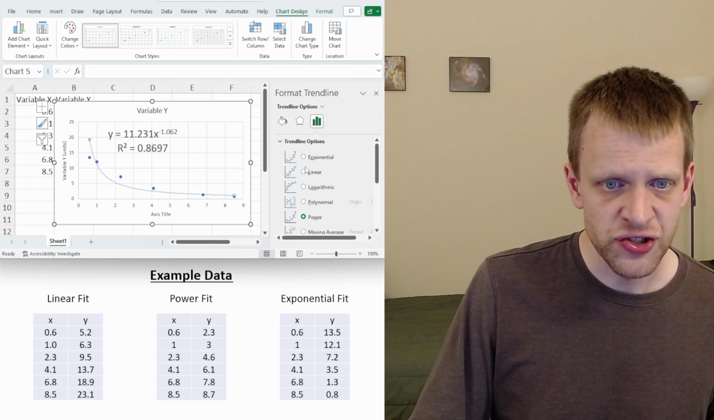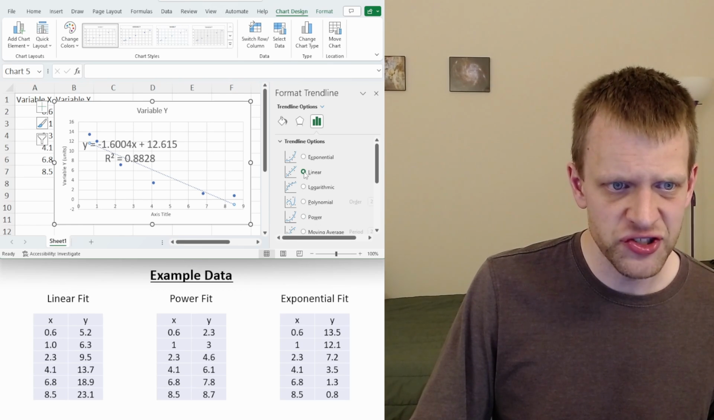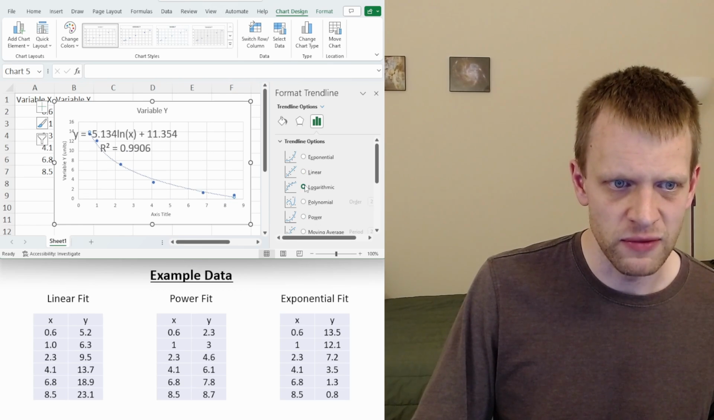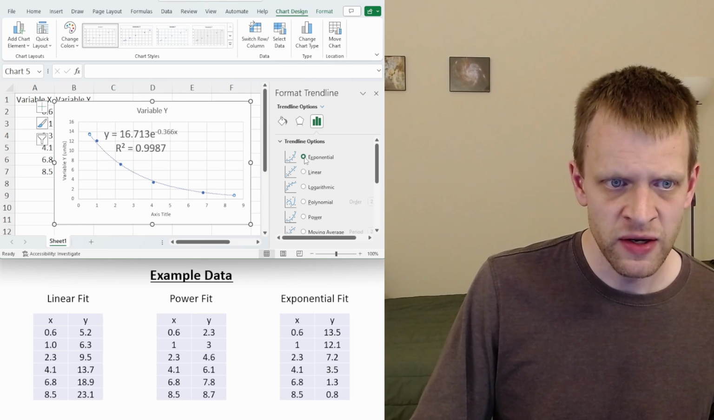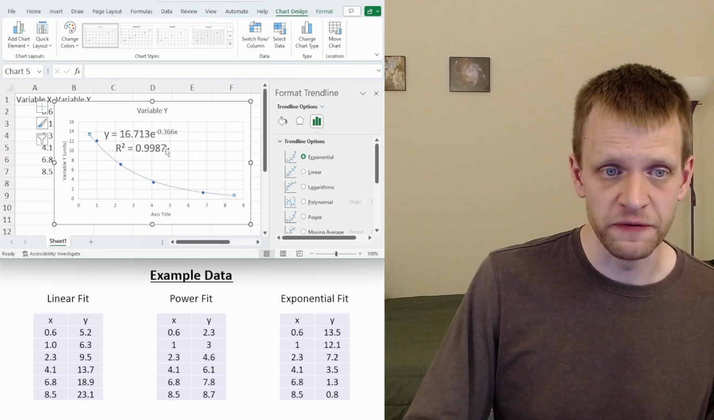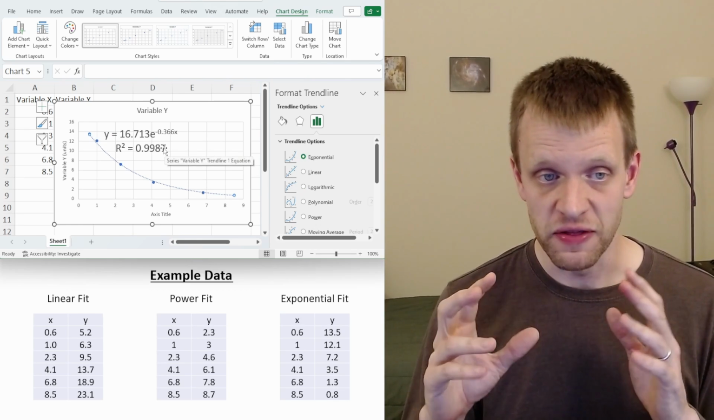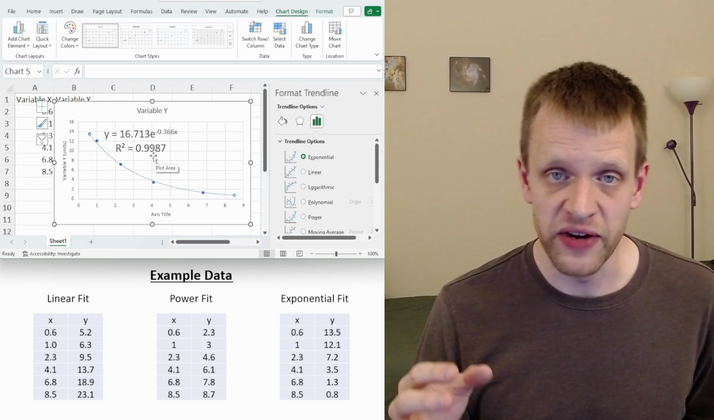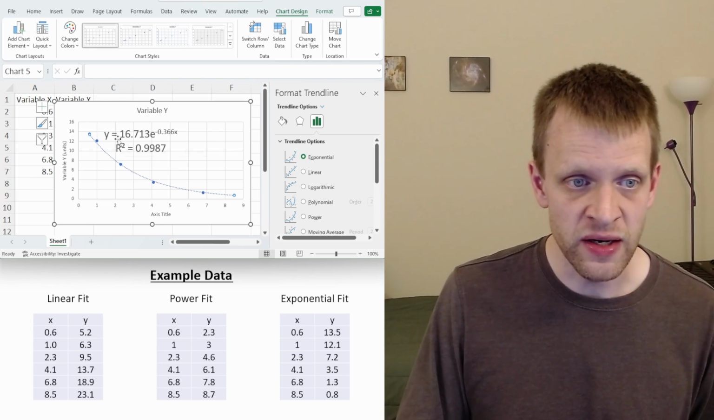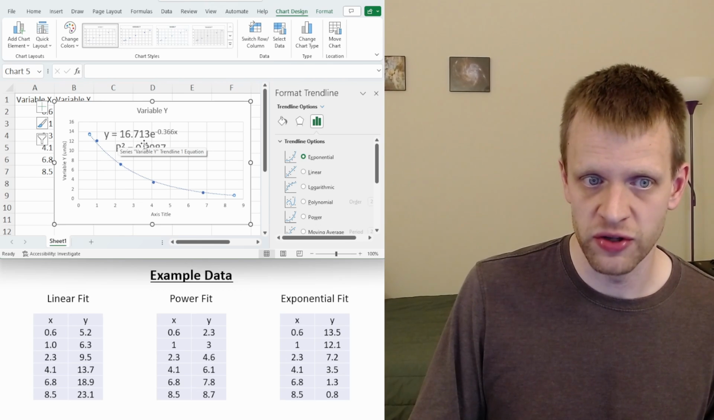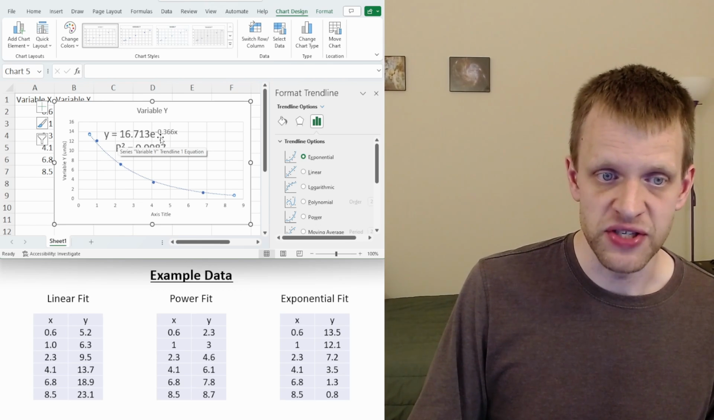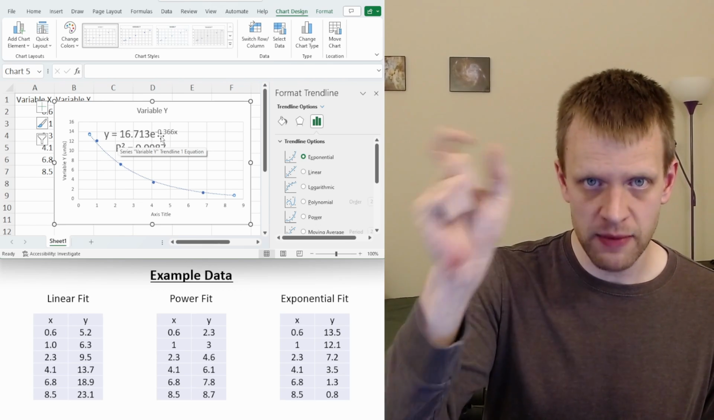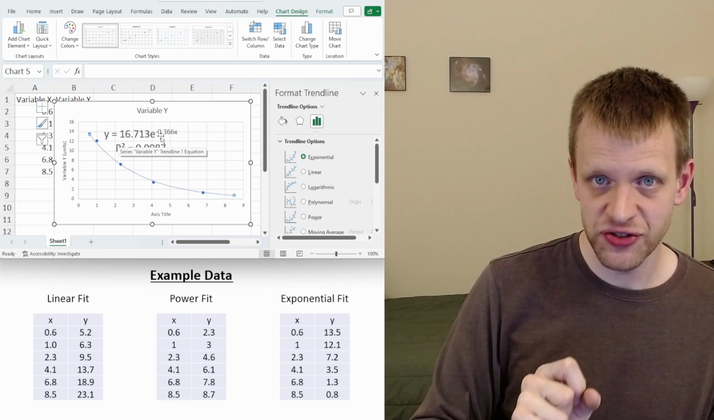And in this case, well, linear fit, again, not great. Logarithmic fit, not bad. But if we go to the exponential fit, that one matches this particular pattern. So again, the general form of an exponential fit will be y equals some constant times e to the power of some other constant times x.